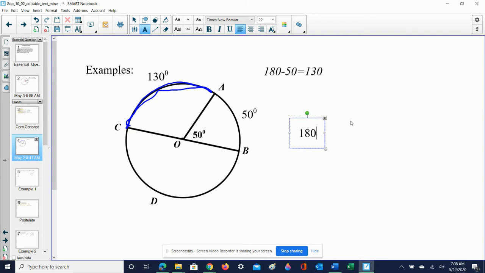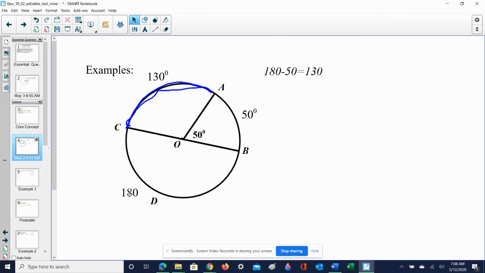I'm not going to keep putting in the degree symbol. You know what's there. So now what if I wanted arc ACB? Well, I could add 130 and 180, couldn't I? What's 130 and 180? 310. Okay. Or 360 minus 50.